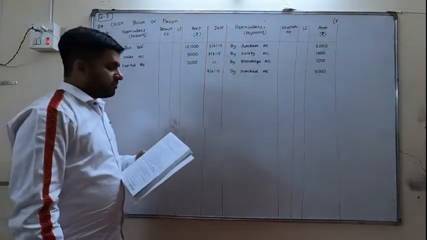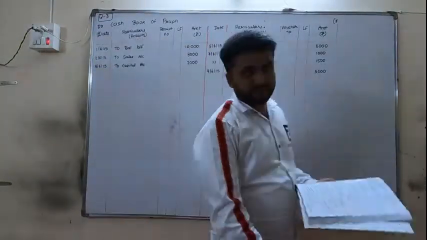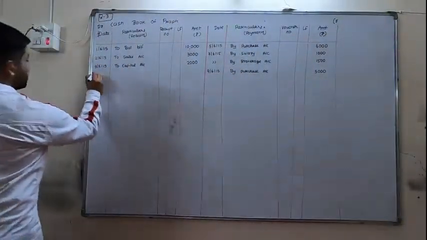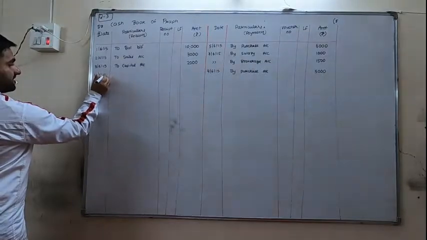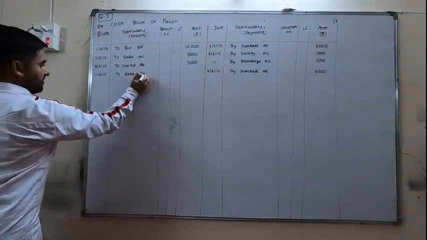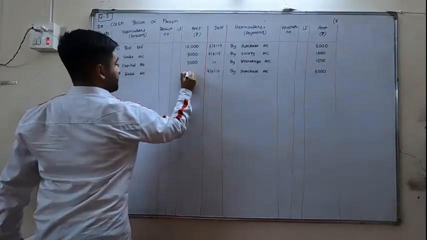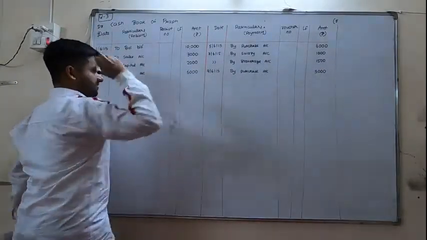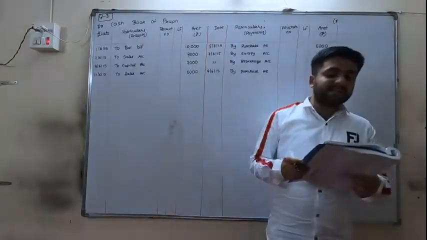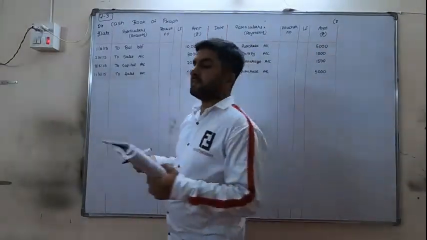11th, goods of 6000 sold to Mansi for cash. We are selling the goods, so cash will come in. Name is given, but still we are selling it for cash. 11, 6, 15 to sales account, amount 6000. Next, 3000 paid to Nairuti for goods purchased in previous month.